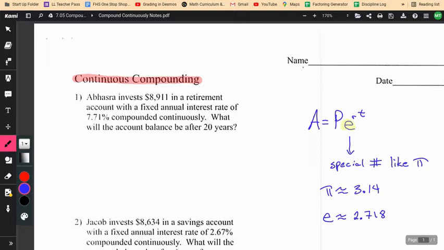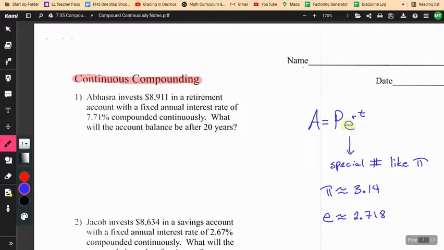It's an E because that's who named it. A professor with the last name, I think it was Euler or Eiler, but his last name started with an E. Okay, so let's get into this.